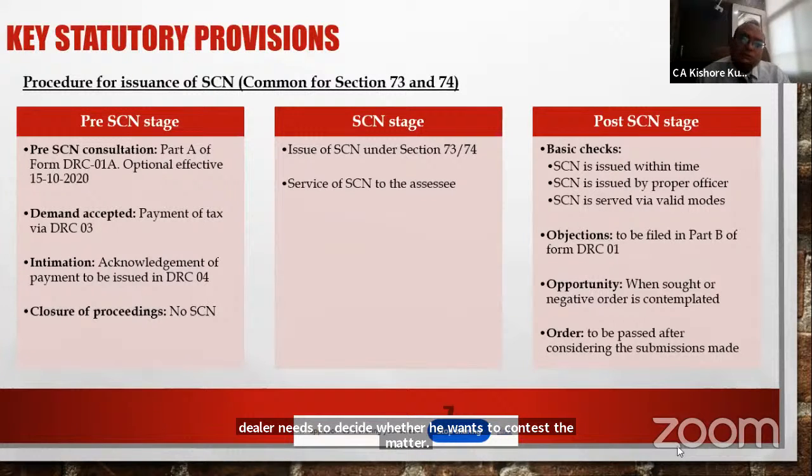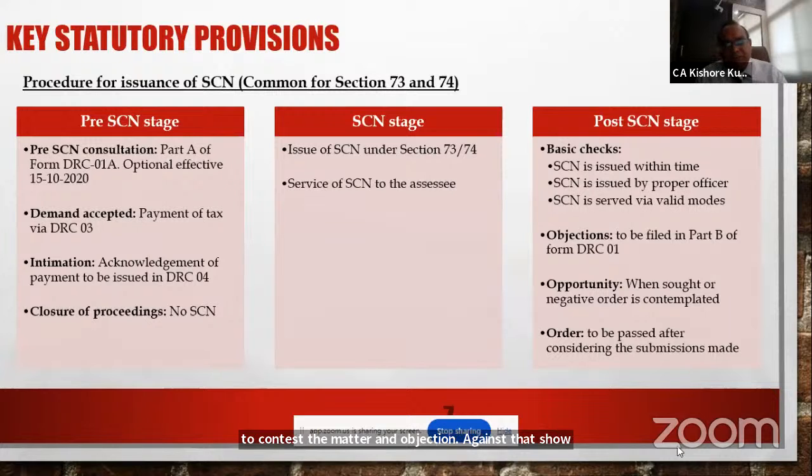In case the dealer chooses to contest the matter, an objection against that show cause notice needs to be filed in Part B of DRC 01. That needs to be filed within the prescribed time limit, which is typically 30 days.